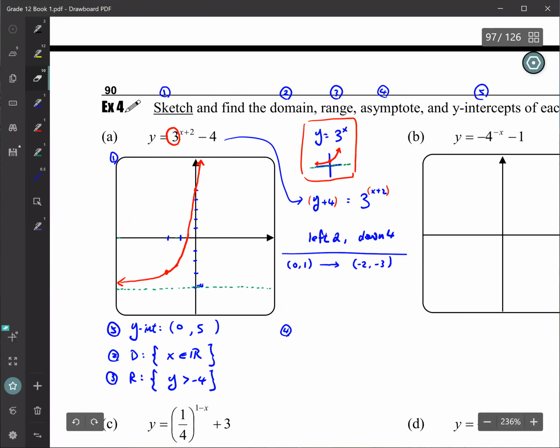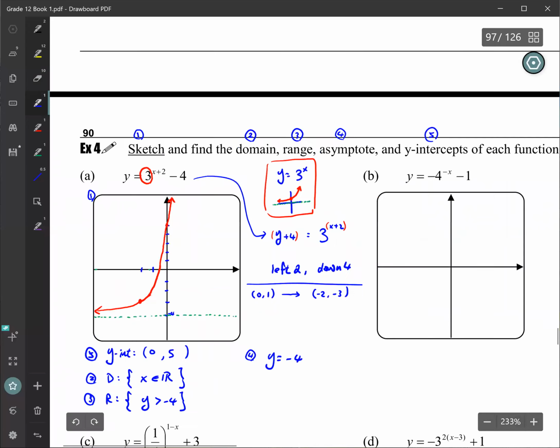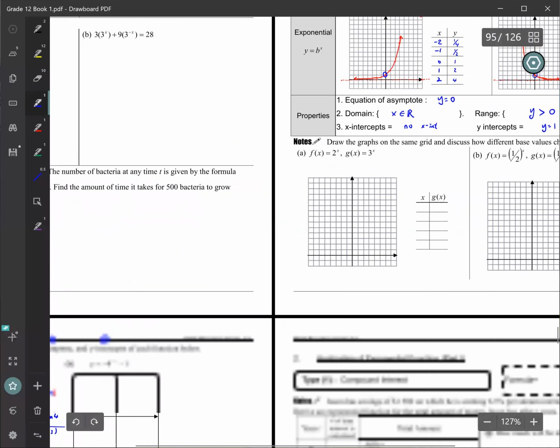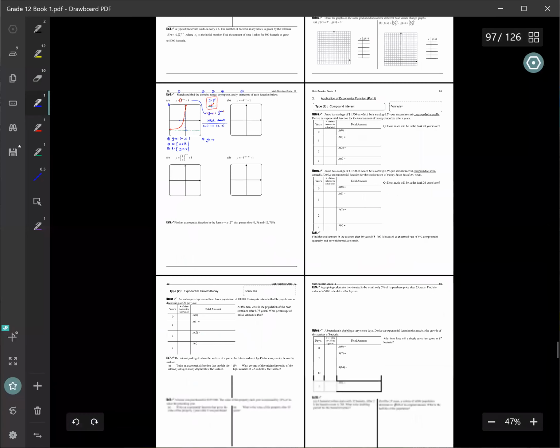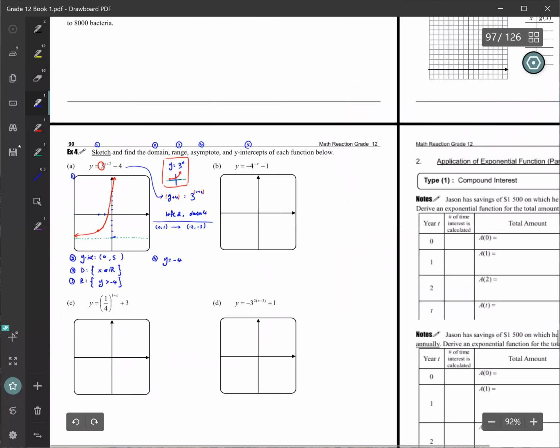Okay, number 4 is the asymptote. What's the equation of the new asymptote right now? Kelly? Y equals -4. Yeah, okay, y equal to -4. Used to be, if you remember, you can look back, used to be y equals 0, right? And because it's moved down 4, it becomes y equal -4. So it all came from the basic.